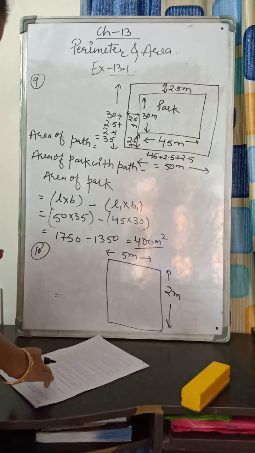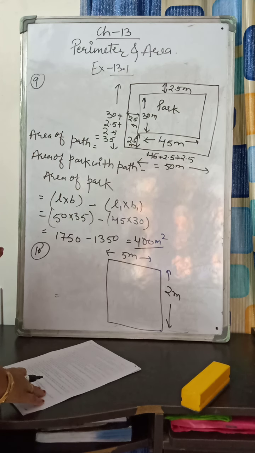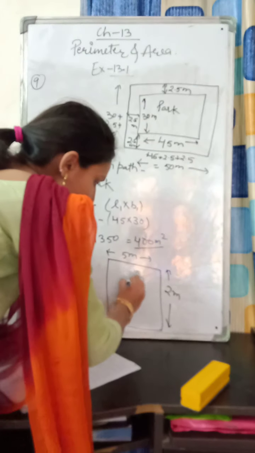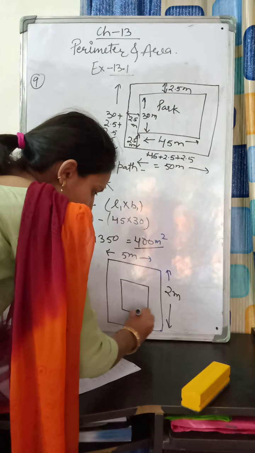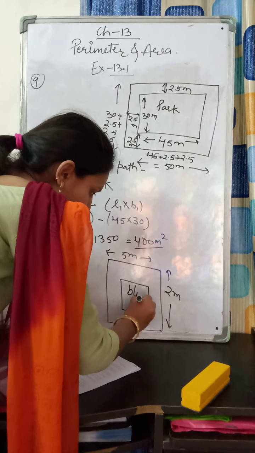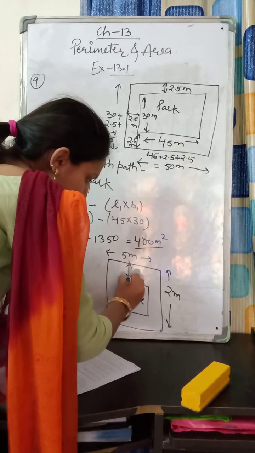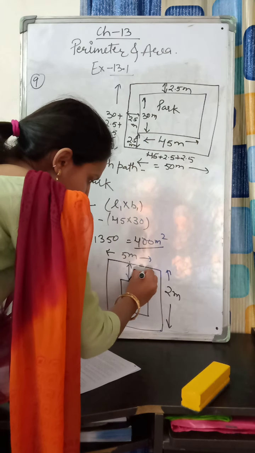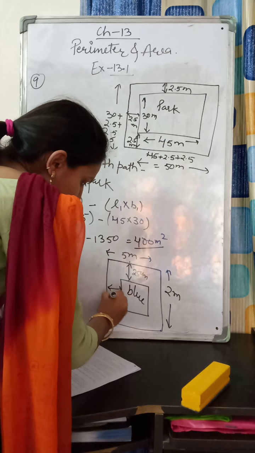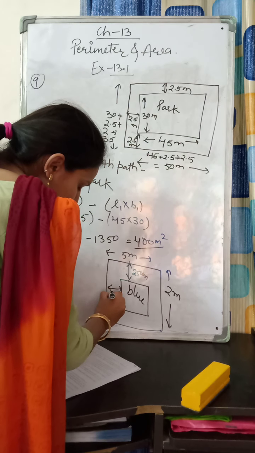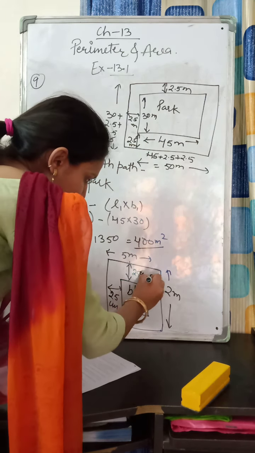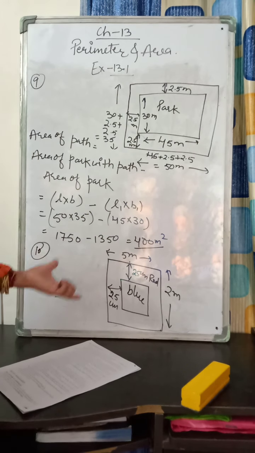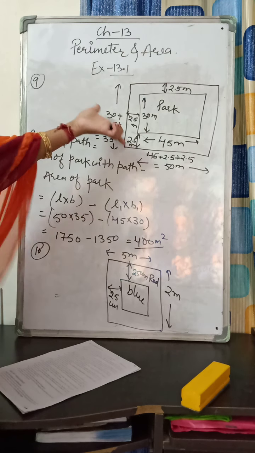So here is a 25 centimeter wide red border. The inner part of the carpet is blue in color. Find the area of the blue portion. So students, this inside portion is blue and this is the red portion, 25 centimeters wide.